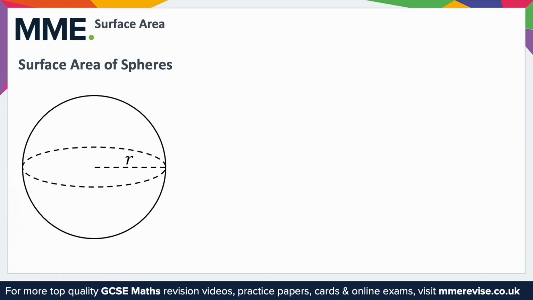A sphere has no net. It's relatively easy to imagine that because you can't take a piece of paper and fold it in some sort of way where you form a perfect sphere. The important thing to know is that the surface area of a sphere is 4 pi r squared.